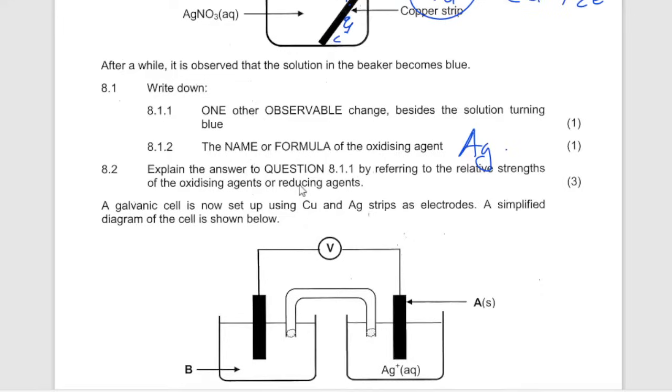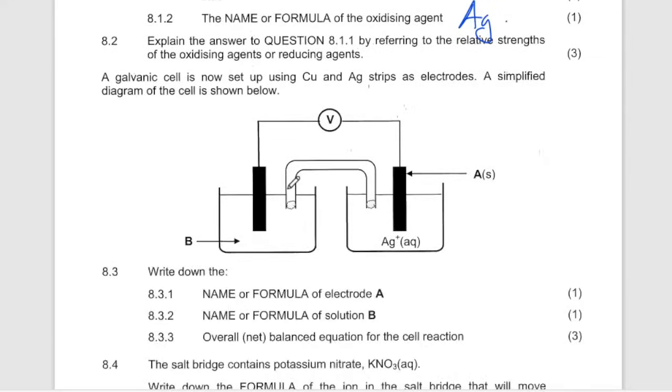cell is now set up using copper and silver strip as electrodes. A simplified diagram of the cell is shown below. So if the simplified cell is shown below, name the formula of electrode A. This is electrode A. So since we are using silver solution, A would be silver.